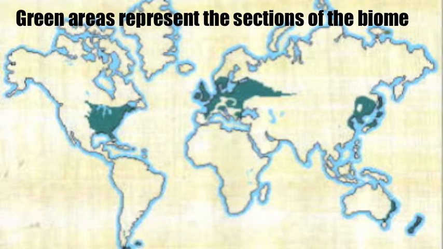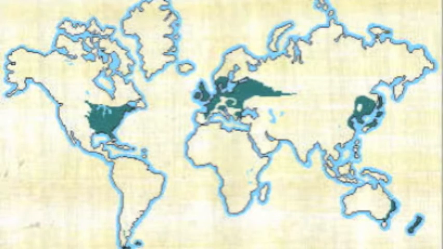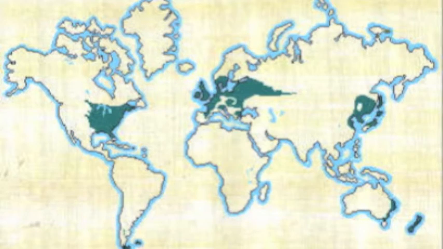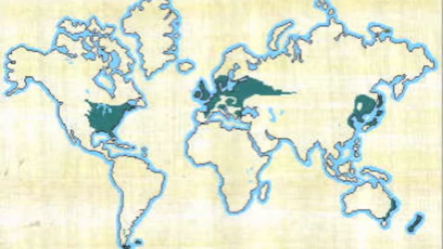Locations of the deciduous forest biome are spread out over the world. The map shows majority of the biome is located in the eastern half of North America, southeastern part of Canada, many parts of Europe, Eastern Asia, and the bottom area of Australia.